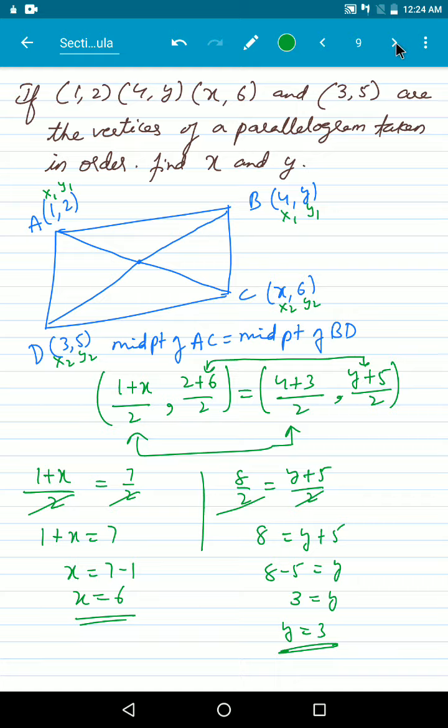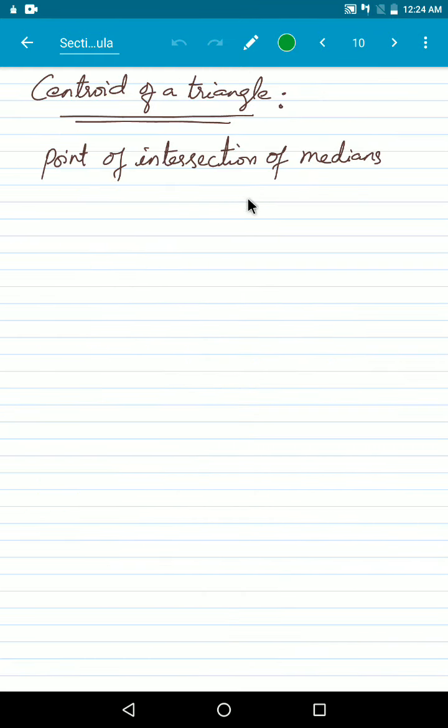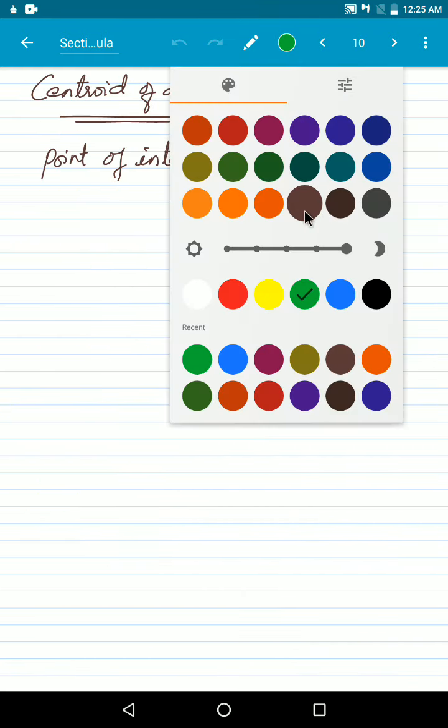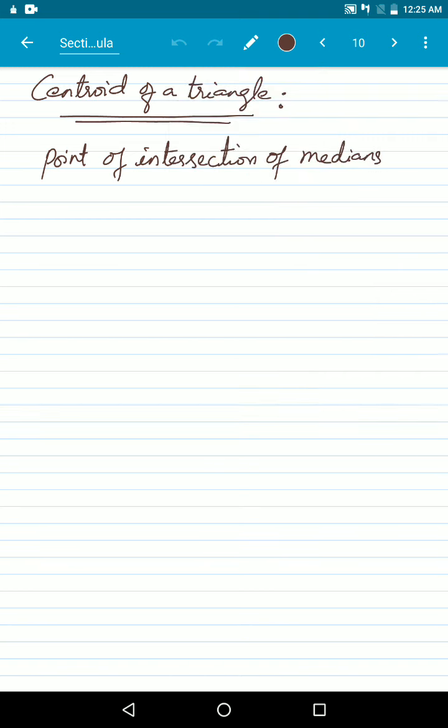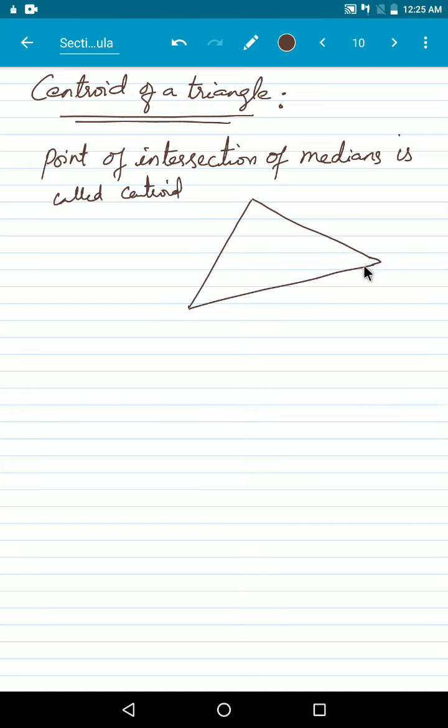All right. Now, centroid of a triangle. Centroid of a triangle concept. Now, what do we mean by centroid? See, point of intersection of medians is called centroid of a triangle. Okay. Let us say we have a triangle. It is not an equilateral triangle. It can be equilateral, it can be any triangle, right angle triangle, scalene, obtuse, anything, right?